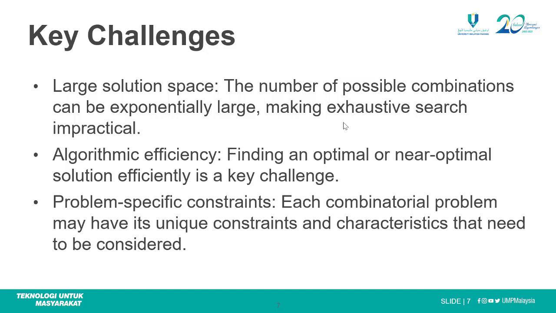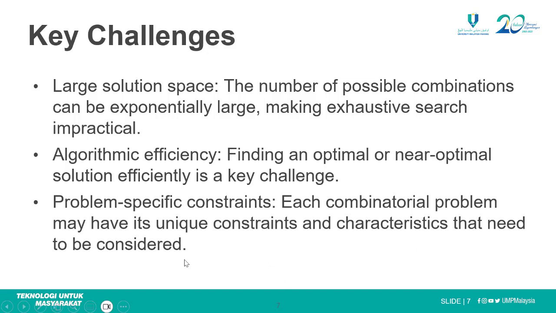So finding an optimal or near optimal solution efficiently is a key challenge. For the combinatorial optimization problem, the efficiency of the algorithm is very crucial, very important. As you know, for metaheuristic algorithms, we don't promise or guarantee the global or the real optimum solution, but the near optimum solution is already good enough for the combinatorial optimization problem.